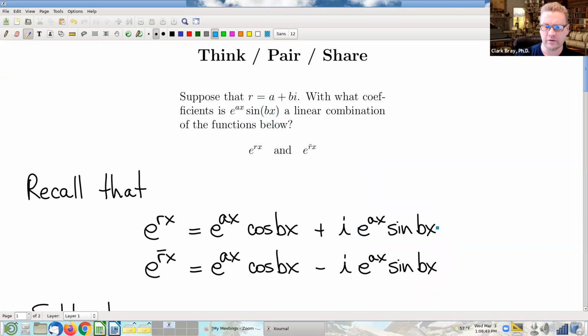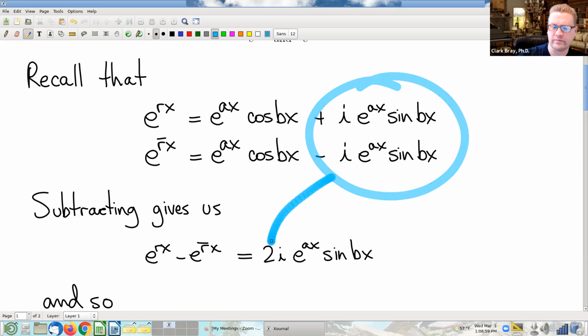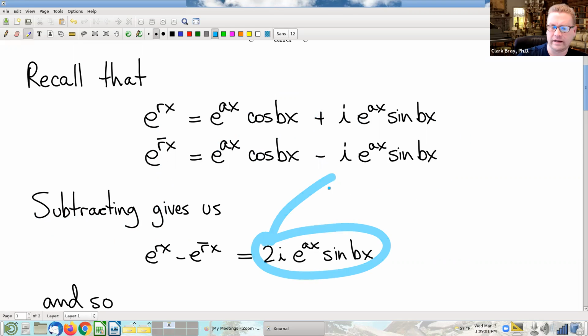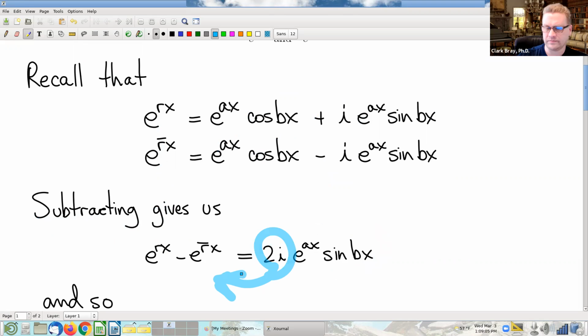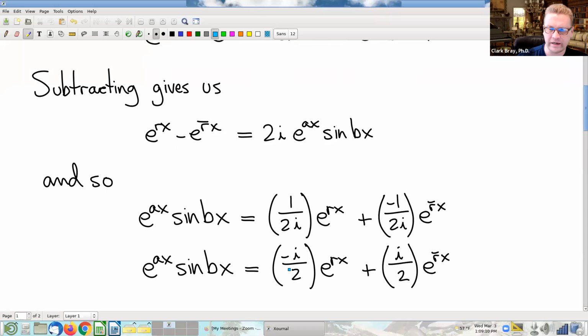In particular, we would take these two equations and subtract them. Right, subtracting on the left side gives me that. On the right side, subtracting makes these cancel. And these over here, when you subtract, reinforce, thus giving me that. And then it's just a matter of moving this 2i over to the other side of the equation, and we're done. So it's very quick.